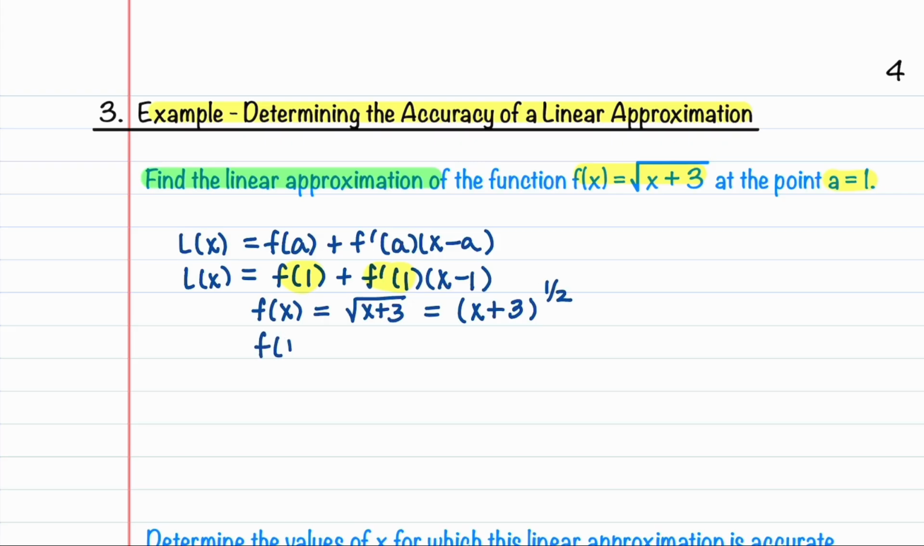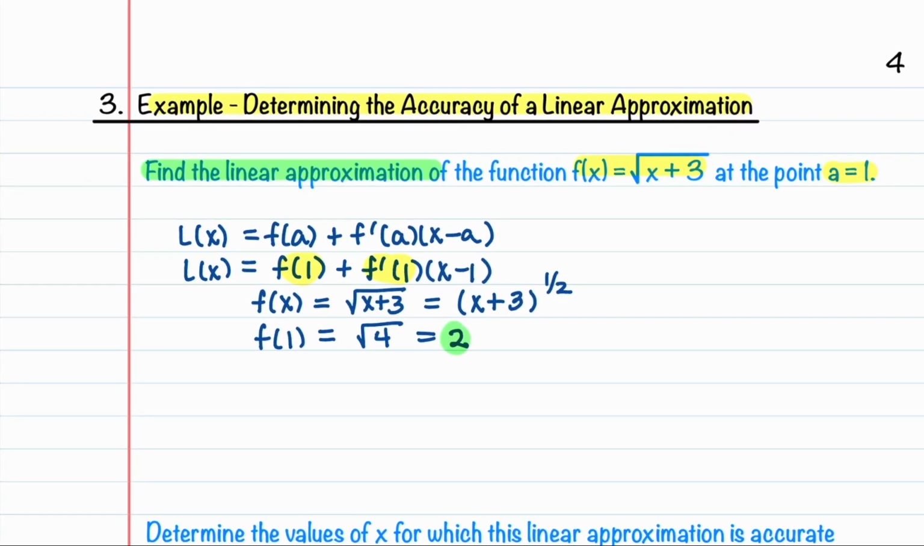Now we can find f at 1. Just substituting in x as 1, we get the square root of 4, which is 2. Let's highlight that so we can find it later. Now we need f prime at 1, so we first need to find f prime at x.